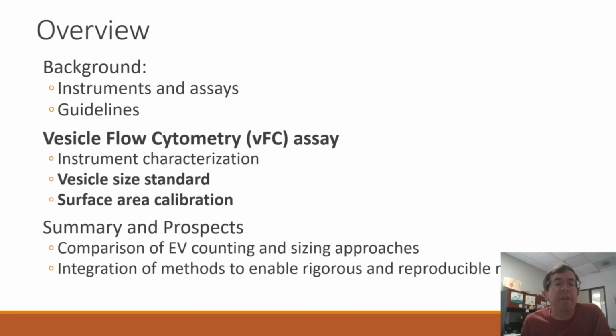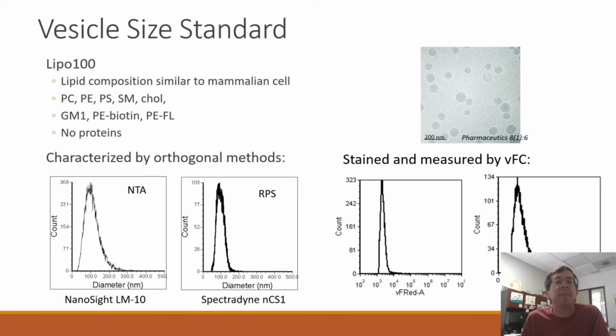So now we'll turn to the vesicle size standard and its use in surface area calibration. As I mentioned, we have a synthetic lipid vesicle we call Lipo 100. It's of a defined lipid composition that's similar to an average mammalian cell. It's been extruded through a nucleopore membrane so that it has a relatively uniform size distribution. Notably, it has lipids in it, but no proteins.